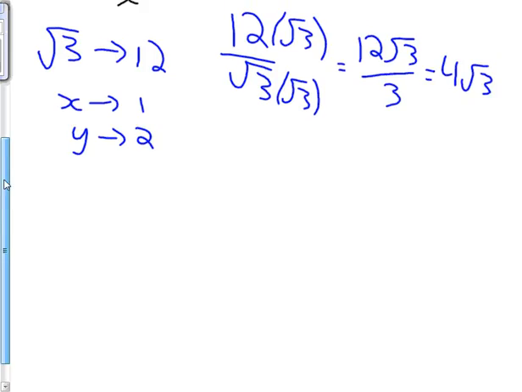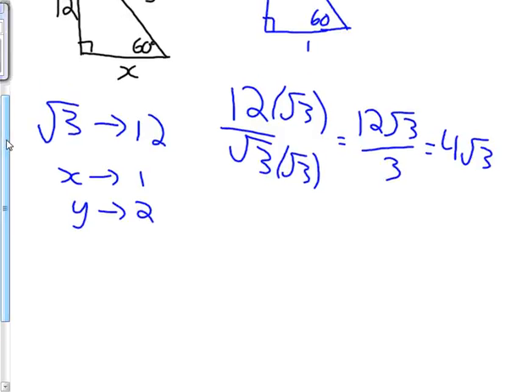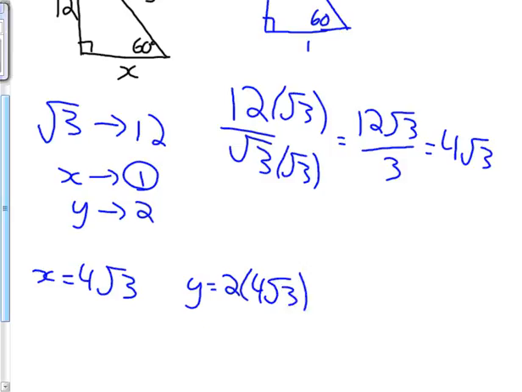So, how do we find x? We times 1 by 4 root 3. What do we get? Then we find y. Times 2 by 4 root 3. What do we get?